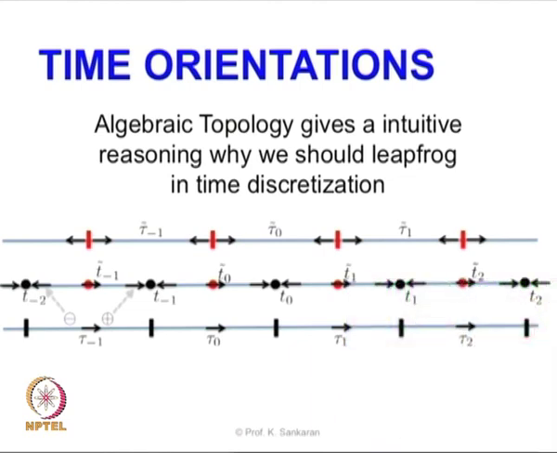So in this slide you can see algebraic topology gives you an intuitive reason why we should do leapfrogging in time discretization, because the electric field and the magnetic field are not the same kind of variables. One of them, when you reverse the direction, changes sign, whereas the other one does not. So that's why you have to use them at two different time instances.